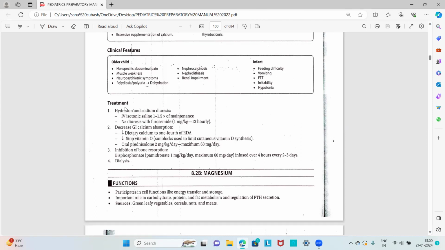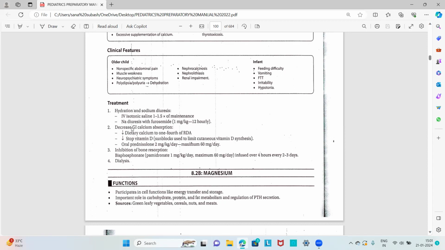Then what is the treatment? Coming to the treatment, first is hydration and sodium diuresis, because in hypercalcemia, polydipsia and polyuria result in dehydration. So we have to correct this dehydration by hydration and sodium diuresis. That is IV isotonic saline 1 to 1.5 times maintenance, and sodium diuresis with furosemide 1 milligram per kilogram 12 hourly.